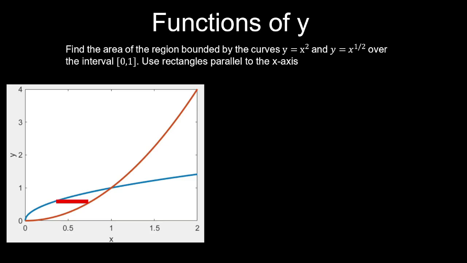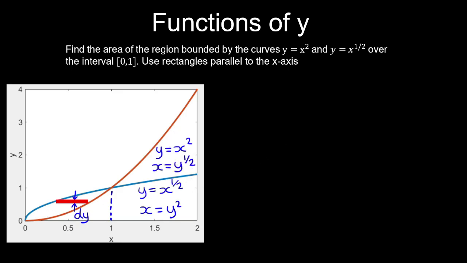Let's find the area of the region bounded by the curves y equals x squared and y equals root x over the interval from 0 to 1. And we're asked to use rectangles that are parallel to the x-axis. So these are horizontal rectangles that are going to have an infinitesimal thickness dy. And to obtain the length of that rectangle, we need to write these equations for these curves in terms of y, because we're going to integrate over y. So x is effectively equal to y squared, and for this case, x is equal to y to the 1/2.